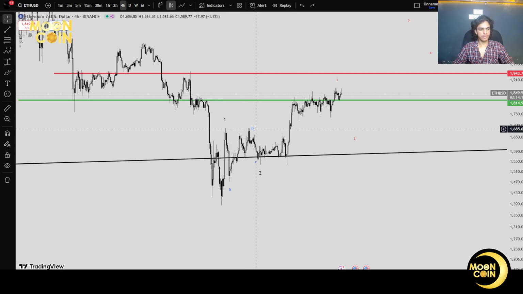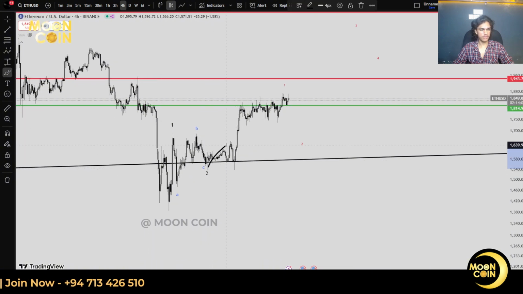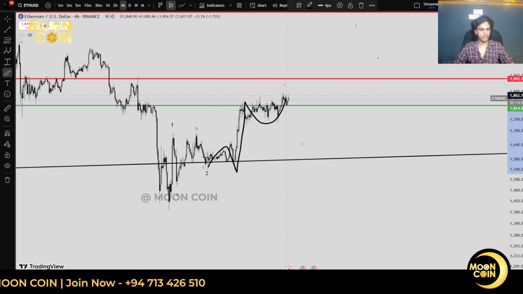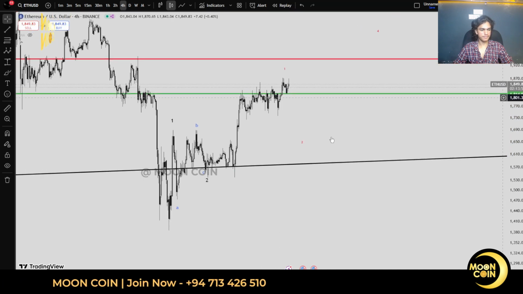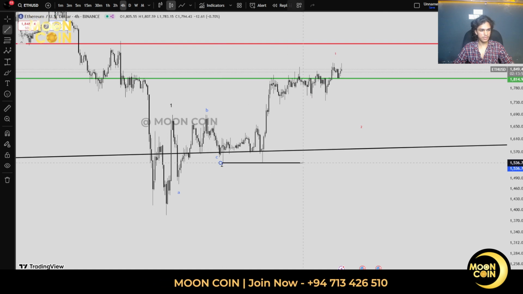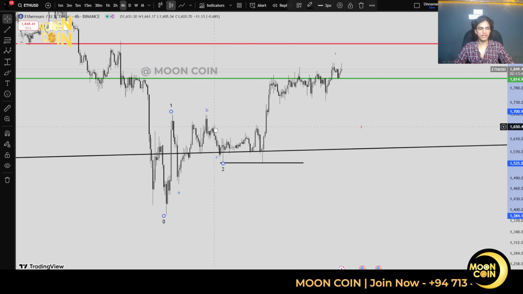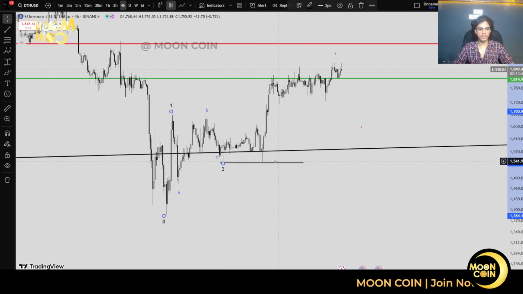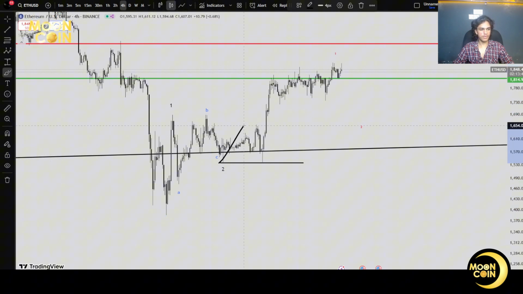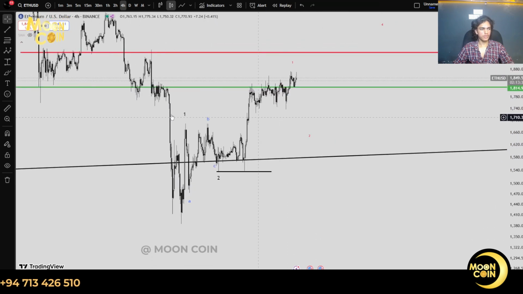So this will be our second wave here, and the next wave is starting here. 1 2 3 4 5, starting like that. You can say that this second wave's low was not mitigated 100%. You can see here. So we can consider this as wave 1 2 3.